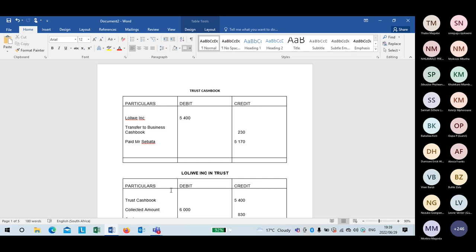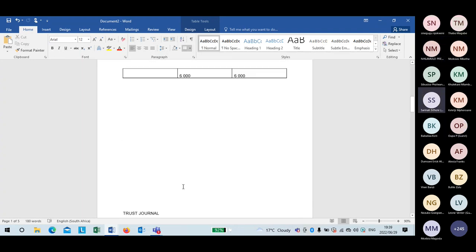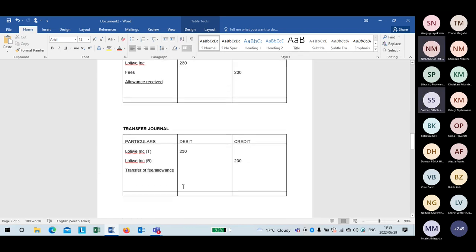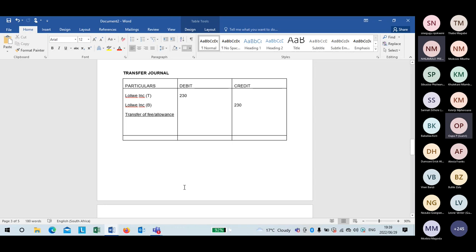Is there any other question on correspondent accounts? May you please open a transfer journal? Here we are. Take us through the transfer journal again. How to transfer, if we could go through the process again.